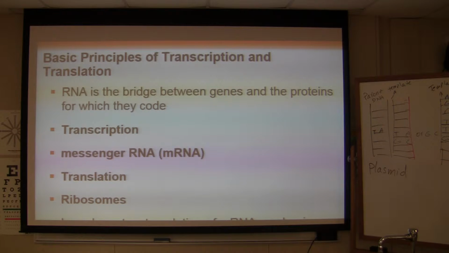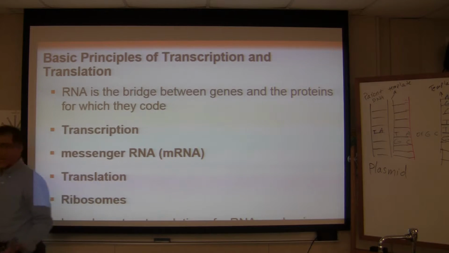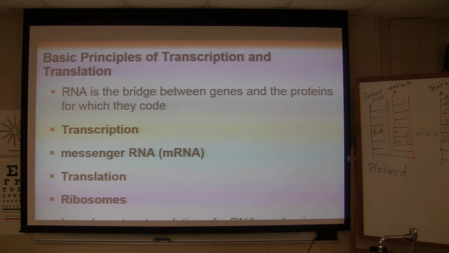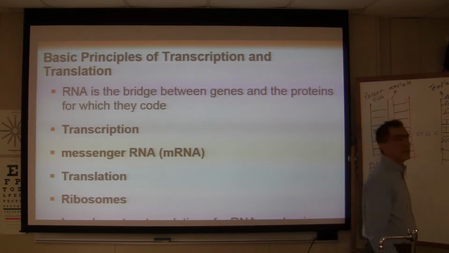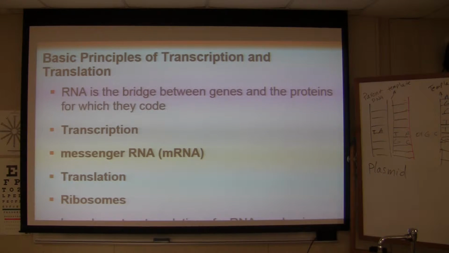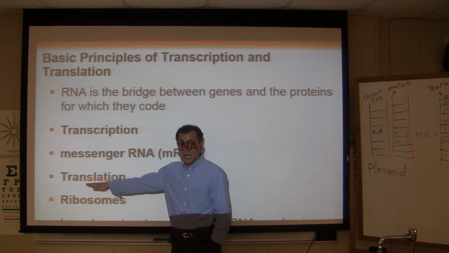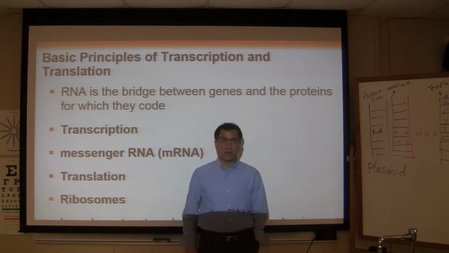And then messenger RNA is the RNA that lives in eukaryotic cells. It leaves the nucleus and goes to cytoplasm, and translation occurs in cytoplasm. Translation, it means protein synthesis in 2 words. Transcription in 2 words means RNA synthesis. Translation in 2 words means protein synthesis. And then of course, translation occurs in ribosomes. Protein synthesis occurs in ribosomes.